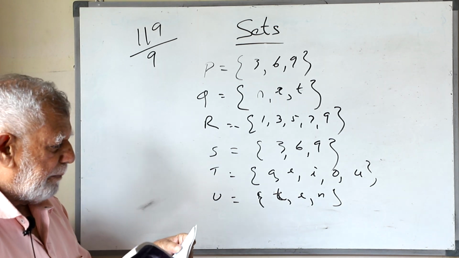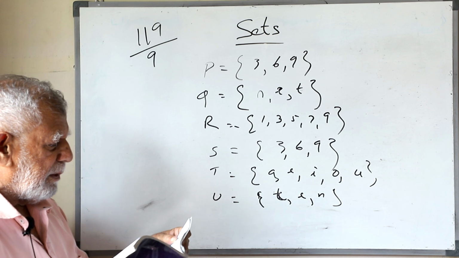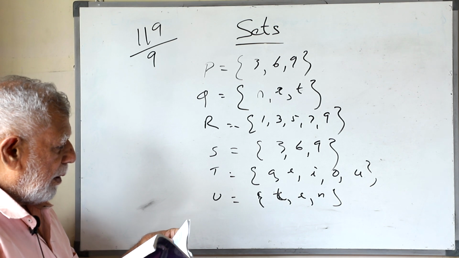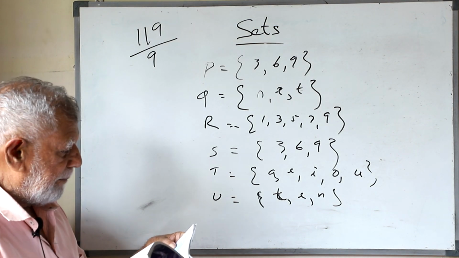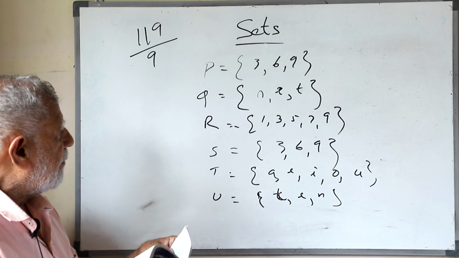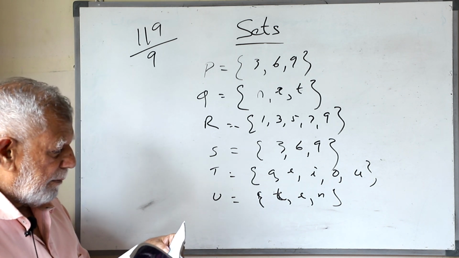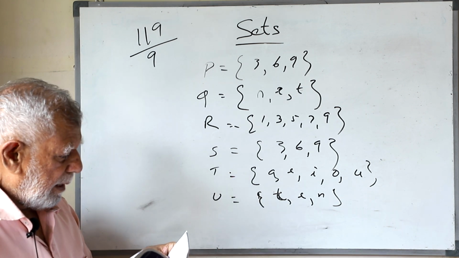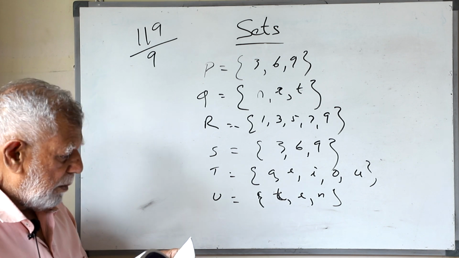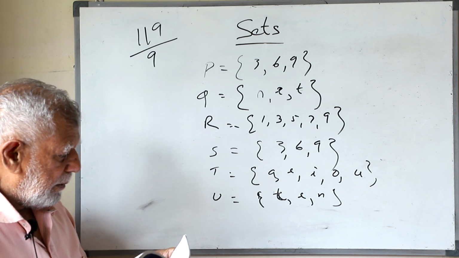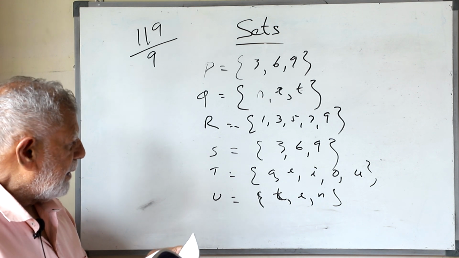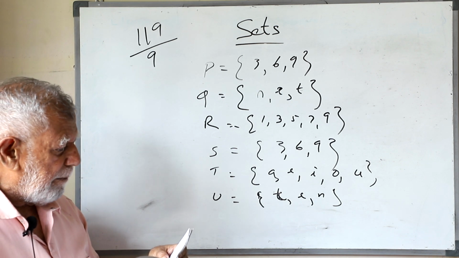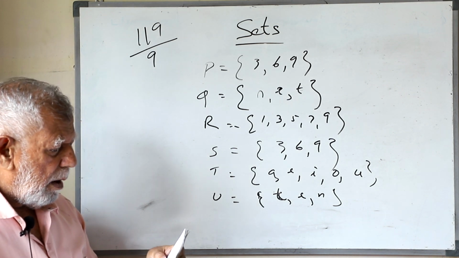First one, P is equal to positive multiples of 3 below 10: 3, 6 and 9. Q is letters of the word net, N, E, T. R is odd numbers between 0 and 10: 1, 3, 5, 7, 9. S is digits of the number 3693: 3, 6 and 9. T is vowels of the English alphabet: A, E, I, O, U. And U is letters of the word ten: T, E, N.